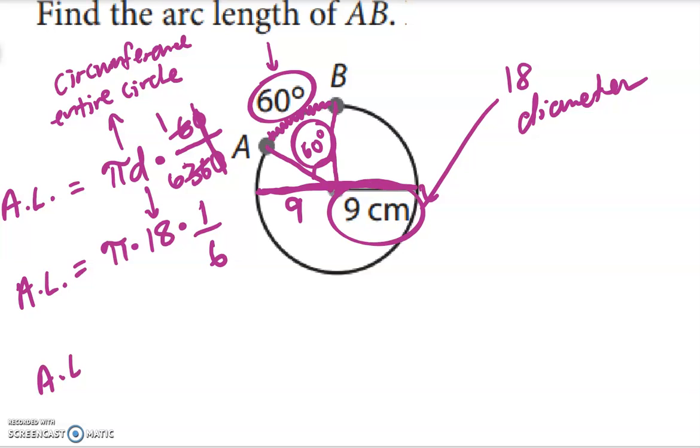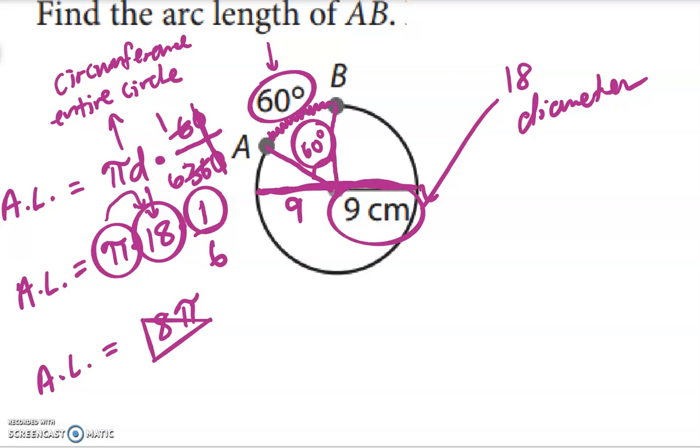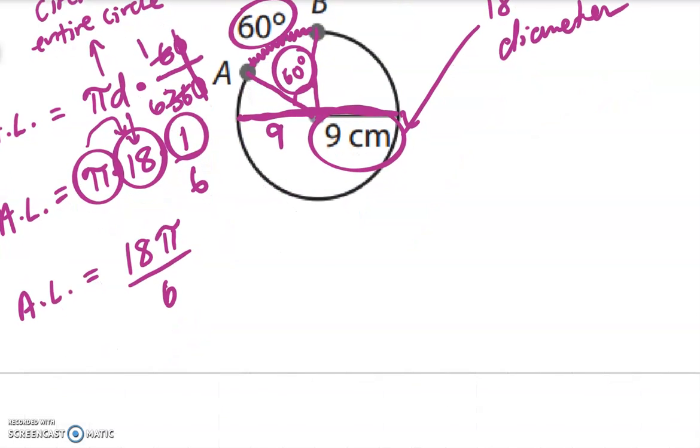So the arc length is equal to pi times 18 times 1, which should give me 18 pi, and we put that pi symbol in the back, over 6. We can simplify that even further because 18 divided by 6 is 3. So the arc length of this specific arc is 3 pi centimeters. Not centimeters squared. This is not area, so it's not square centimeters. It is simply centimeters. So that's our arc length, 3 pi centimeters.